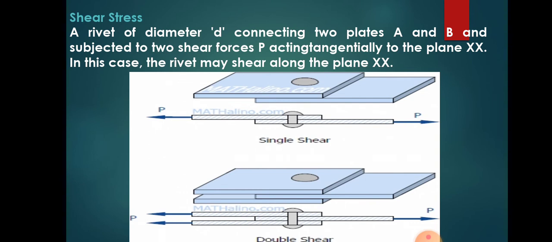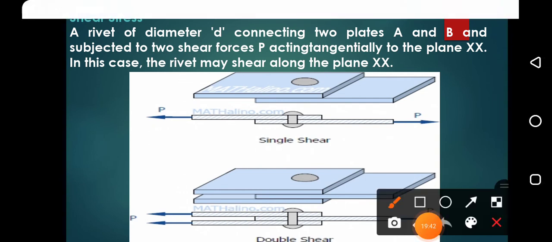You should remember the difference between tensile, compressive and shear. In tensile, an axial load is applied; in compressive, an axial load is applied; in shear, a tangential force is applied. Okay, that is the difference. And again the forces are the same in magnitude.